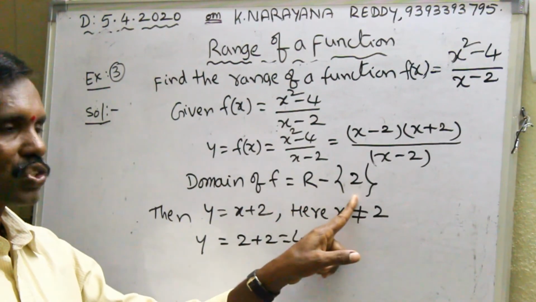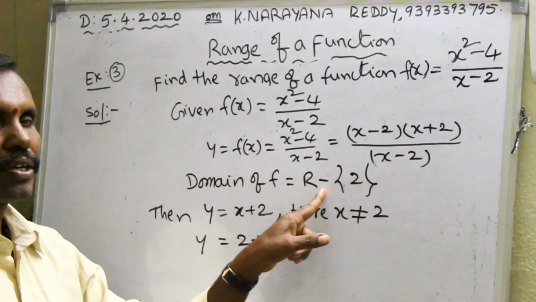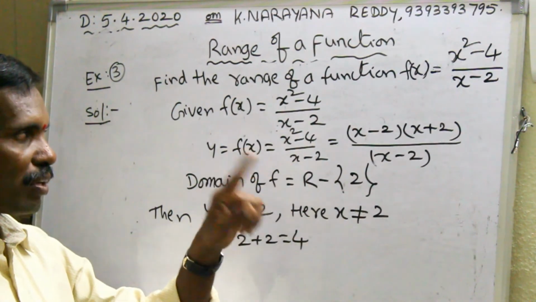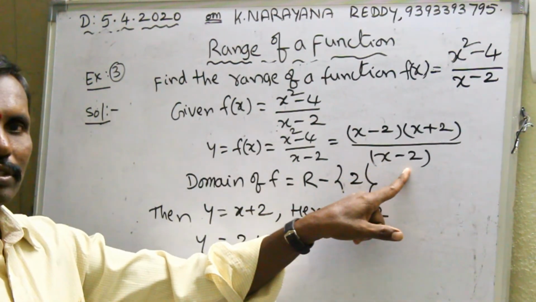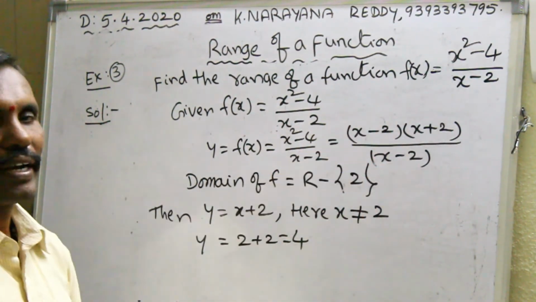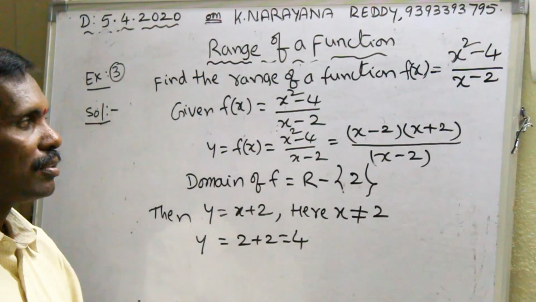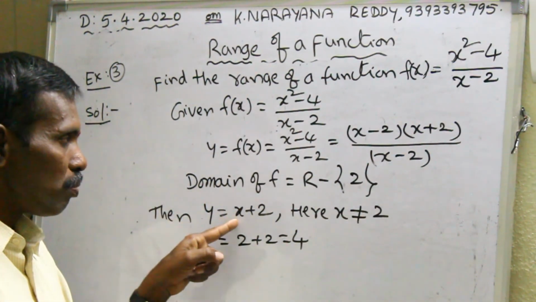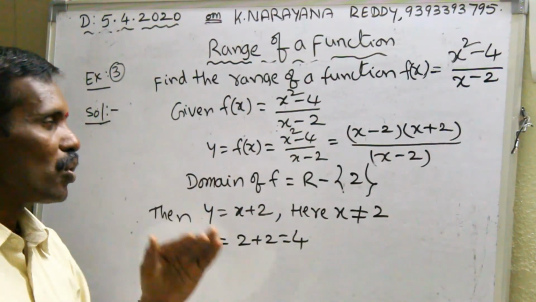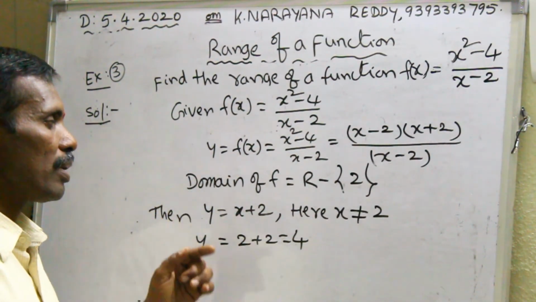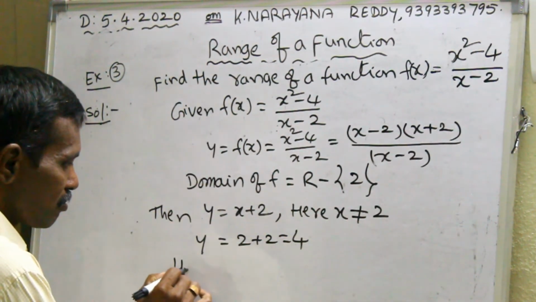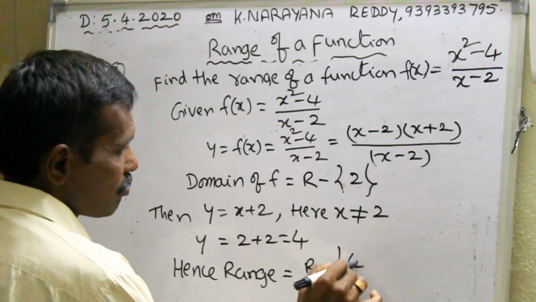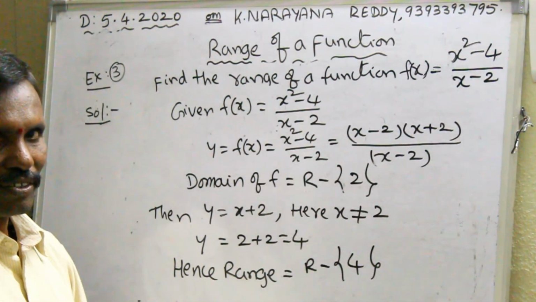The domain is R minus 2, so you are omitting 2 from the real numbers. Why? Because whenever you substitute 2 in the denominator, 2 minus 2 is 0, which is undetermined, an infinite value, so you can't take this value. That is why we are not taking it in the range also. When you substitute 2 in the place of x you get 4, so we are also omitting 4 from the real numbers. That is the range. Hence, range equals R minus 4.